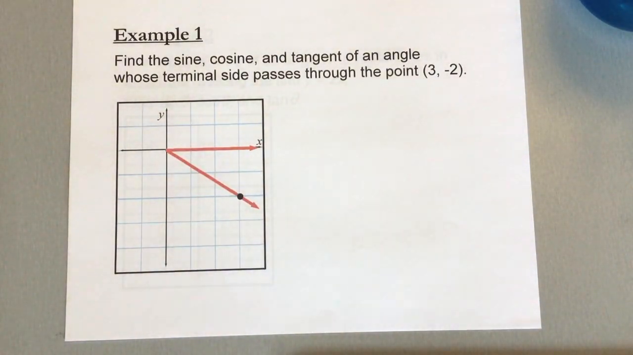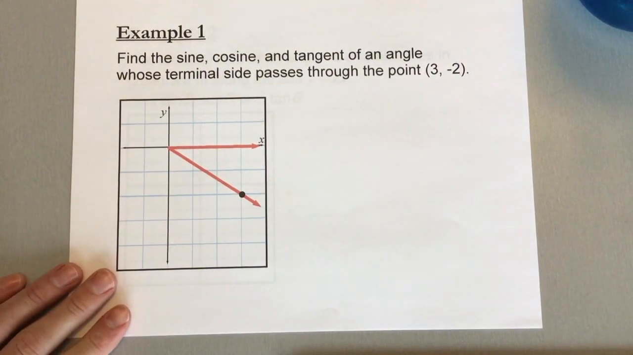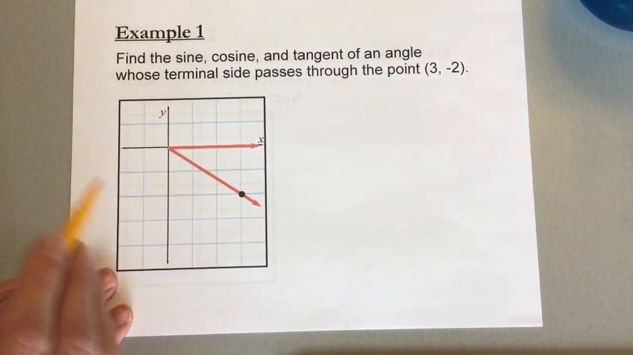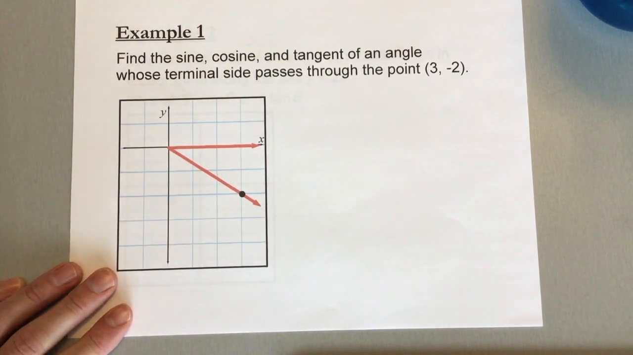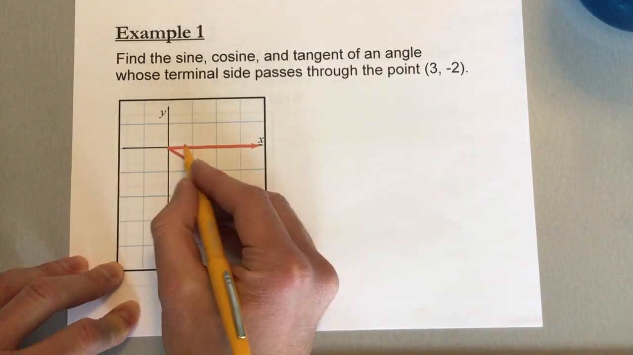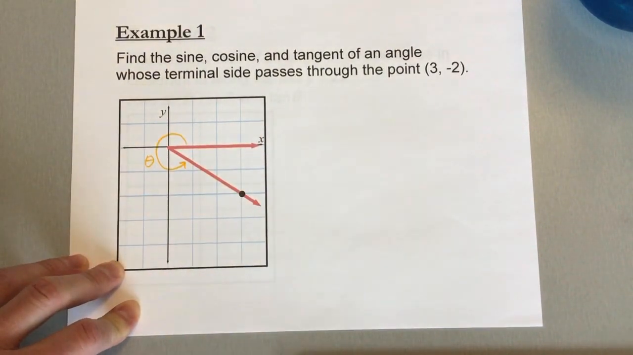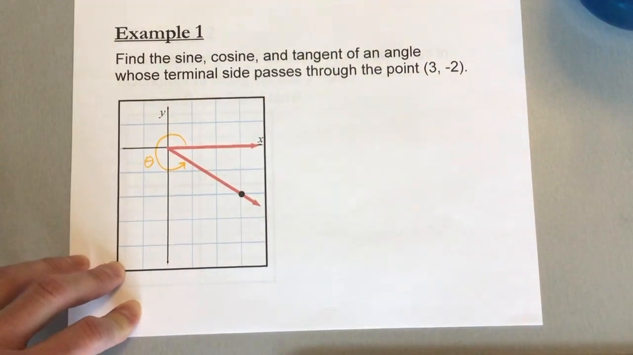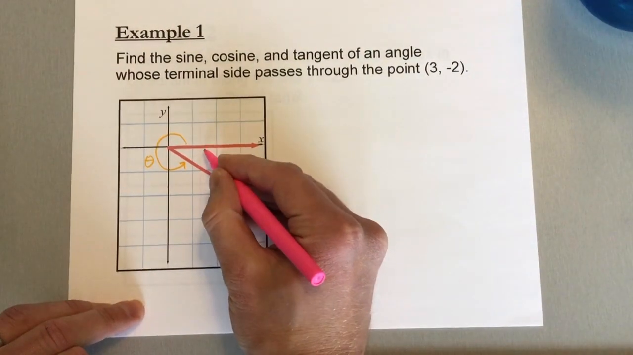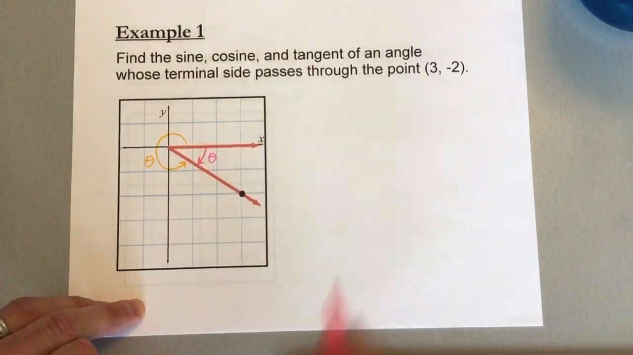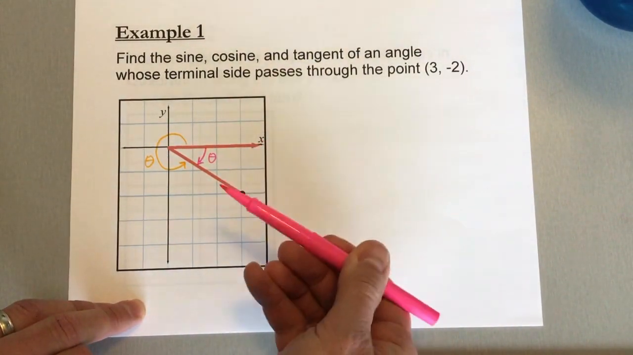We are asked to find the sine, cosine, and tangent of an angle whose terminal side passes through the point 3, -2. SOHCAHTOA doesn't help us here because the measure of this angle would not fit inside of a right triangle. In fact, I don't even know whether the measure of this angle is positive or negative because angles can rotate in different directions. Maybe it's a positive angle that's rotated almost all the way around the circle. Or maybe this is that angle theta rotating clockwise, a negative measurement.